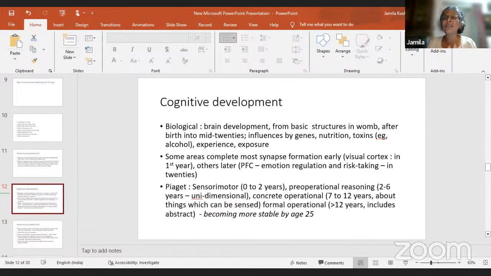From 7 to 12 years, the child understands much more, but they cannot understand abstract concepts so much. So they may not understand very philosophical ideas or anything like that. But by the time the child is 12, they're able to reason and talk about abstract things a lot better. And then, of course, as I said, the brain continues to develop till the age of 25. Okay, that is roughly where the cognitive development goes.